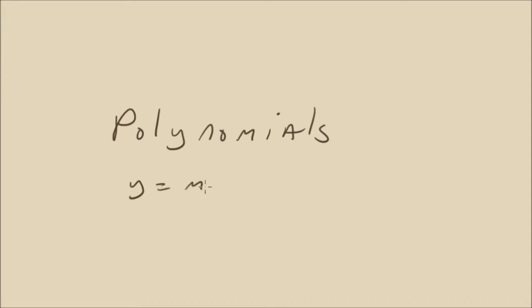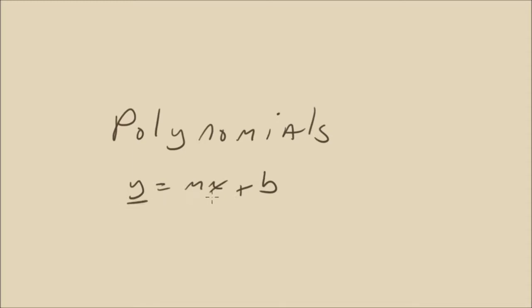Hi again, everyone. This little clip is going to be related to polynomials and how we work with them. I guess first of all, we should start with what is a polynomial. Well, a polynomial is something that has multiple variables in it. I'll give an example: the equation of a line, y equals mx plus b. That's an example of a polynomial.